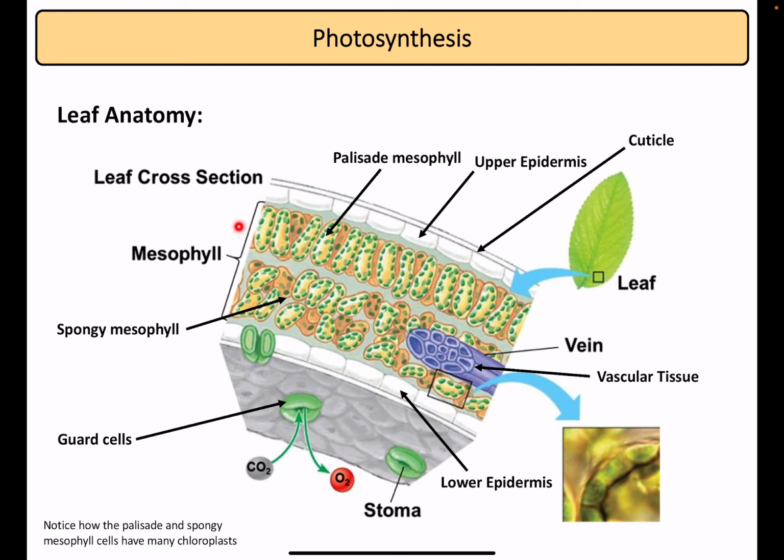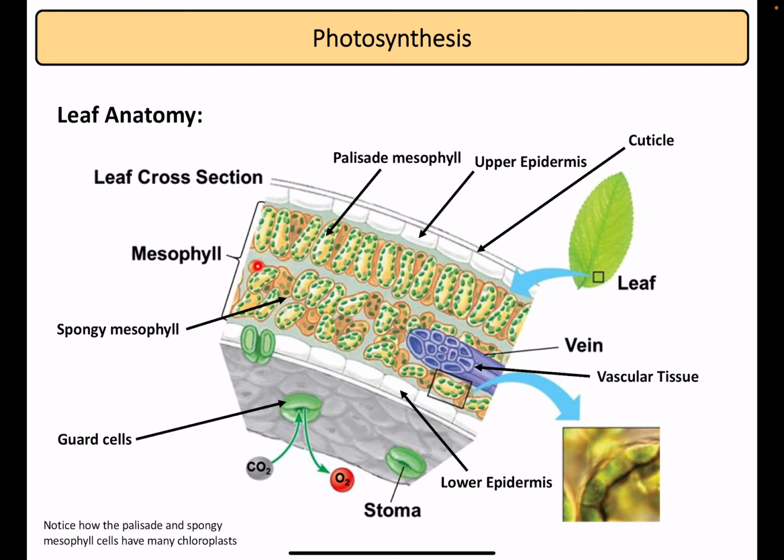We're going to start from the top. So if you look at this top layer here, you see all these vertically aligned cells packed very tightly next to one another. These cells are referred to as the palisade mesophyll. This is the primary location in which photosynthesis occurs. You can even see that these individual cells are packed full of chloroplasts. So those little green dots, each one is a chloroplast.